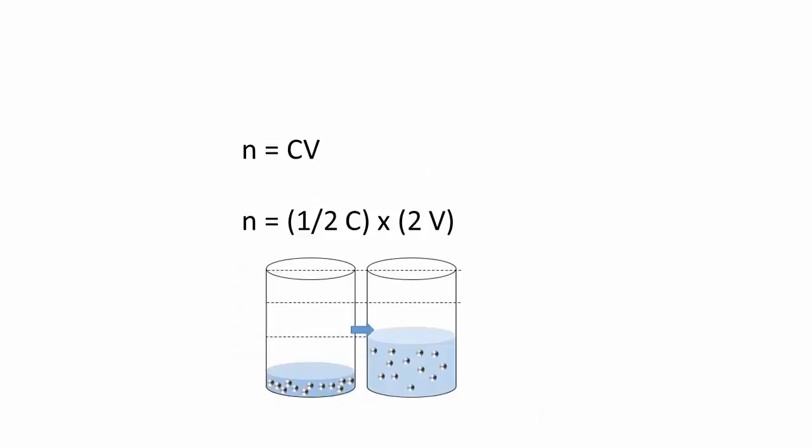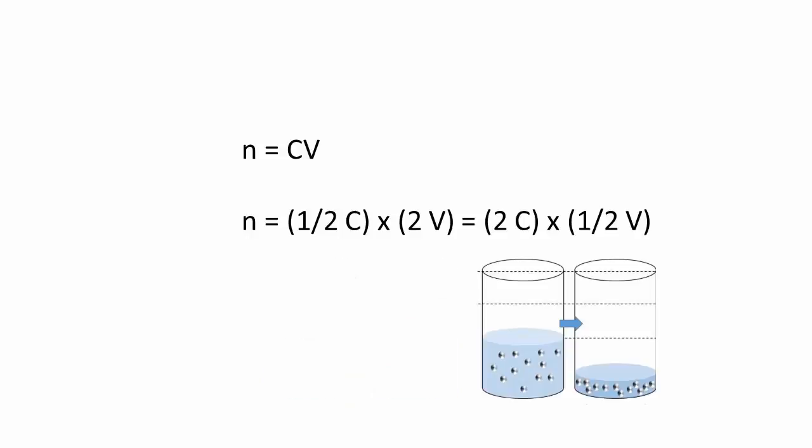If we double the volume, we halve the concentration, and their product remains a constant. Conversely, if we evaporate the solvent and halve the volume, the concentration will double, and again, their product remains a constant.